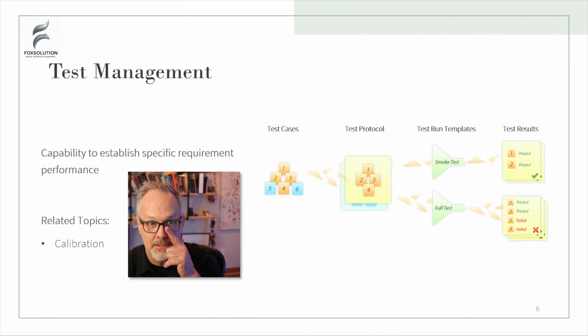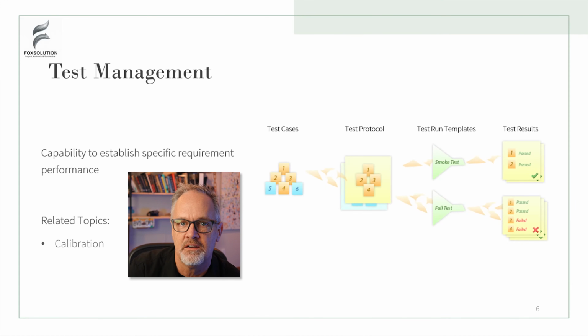Some of the related topics with test management that come up quite a bit. Polarion is a test management system, but it doesn't keep track of calibration of the different test articles that are out there or the test equipment that's out there. So calibration is one thing that needs to be discussed, and we have to have an understanding of how the calibration is tracked as part of the test evidence and the test history.